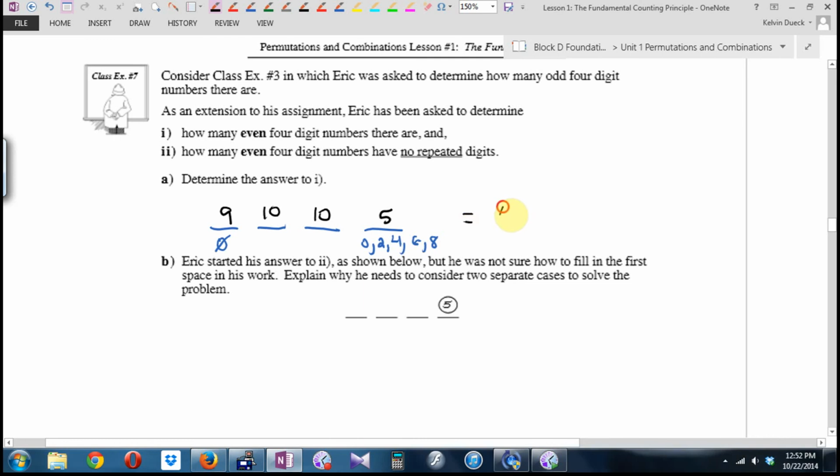100. You know what? By the way, does it make sense that we got the same answer as the odd numbers? I think there would be the same number of even numbers as odd numbers. In fact, how many 4-digit numbers are there? 9,000. I just add them together.